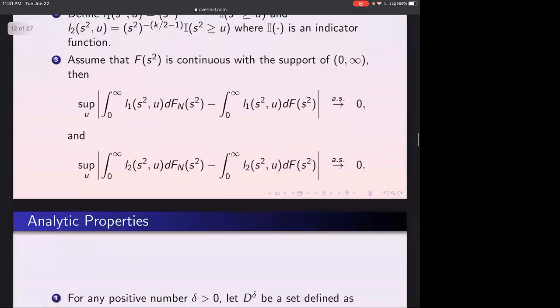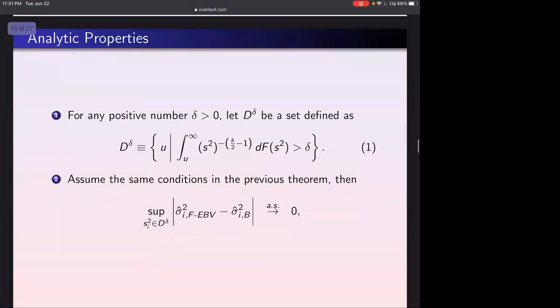But when we consider the ratio, unfortunately, the denominator can converge to 0, and then we have to exclude that from this analysis. Therefore, we consider a set D of data, and this set goes from 0 to a very large number, so it's a very large set. As long as S_i squared falls into this set, we have this uniform convergence. This guarantees that this approach will work very well, even for the selected case.